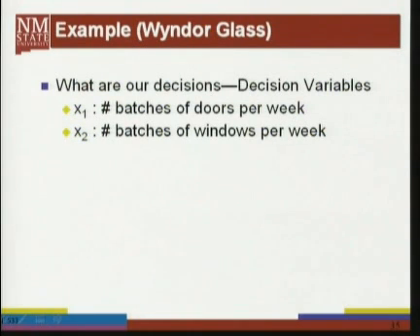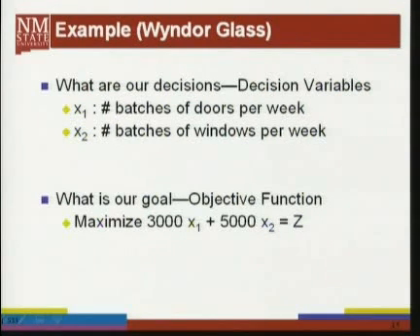Once we define the decision variables, the next step is to determine the objective function. For this problem, our goal is to maximize the profit. So if we let G be the total profit per week from producing these two products, then our objective function would be to maximize 3,000 times x1 plus 5,000 times x2 equals Z, right? We also need to determine if the values of each decision variable are limited by any restrictions, which are called constraints, right?